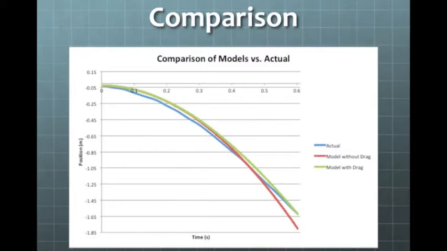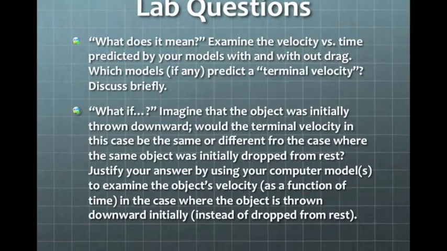This is because there is now a force, drag force, acting in the opposite direction of the weight force, causing the object to eventually reach a terminal velocity and stop accelerating, because F net equals 0, indicating a constant velocity, as proven by Newton's second law. Now to answer the lab questions. For the what does it mean question, the model using drag force predicts a terminal velocity.